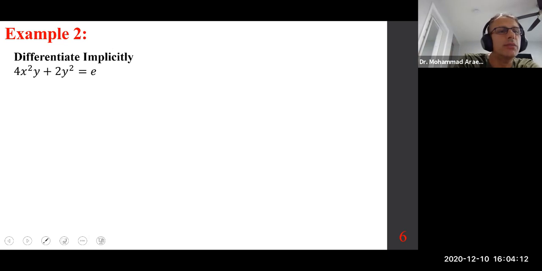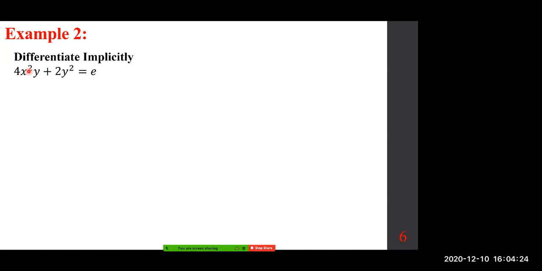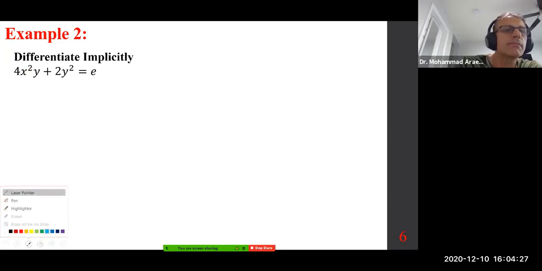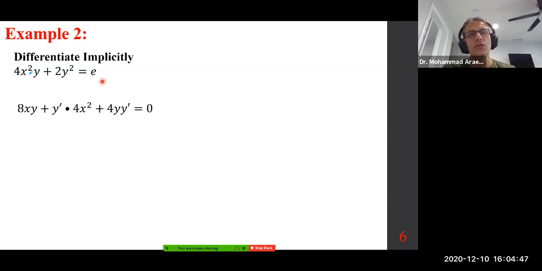Differentiate implicitly. If need be, you can put a raised dot here to realize this is using the product rule. So 4x squared gives you 8x. Let me just put a raised dot there in case. So 8x times y, and y will give you y prime or dy dx times 4x squared, plus 4y y prime or dy dx, and e. The right side is a number. Any type of a number gives you 0. Doesn't matter. e, 10,000, pi, 1/3. You're done with your calculus step.